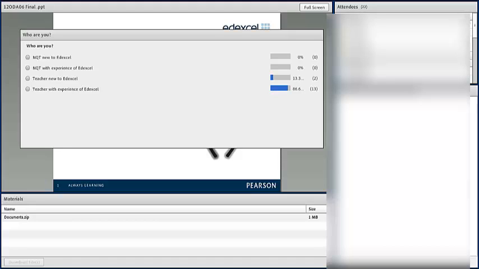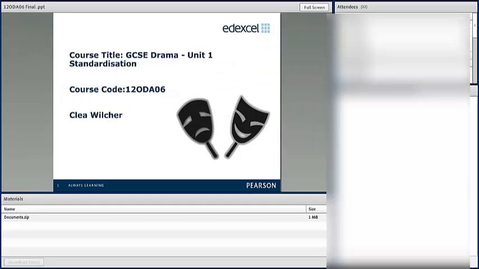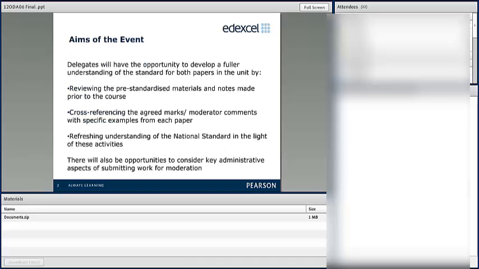But actually it's 13 of you that are experienced teachers, and we've got a couple of teachers who are new to Edexcel there. Okay, right, back to our course then, and we're going to think about what it is that we're doing here today in terms of Unit 1 standardisation. So the official aims of the course are as follows. You're going to have an opportunity to develop a fuller understanding of both papers in the unit.